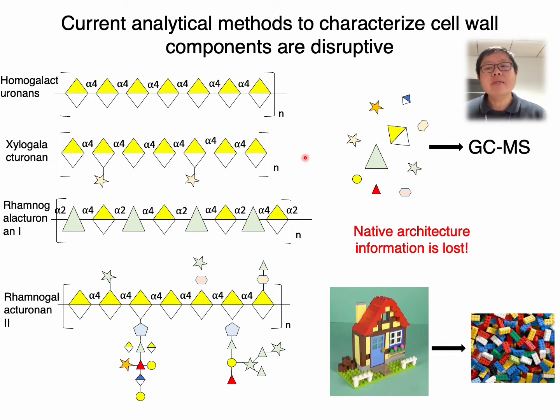Traditionally, to analyze cell wall components, the cell wall is extracted using organic solvents such as ethanol, and the linkages between the monosaccharides are then hydrolyzed to release all the monosaccharides for GC-MS analysis. Now, this method, although quantitative, doesn't provide the structural information of the cell wall polymer, and important information of their native architecture is lost during the extraction process.